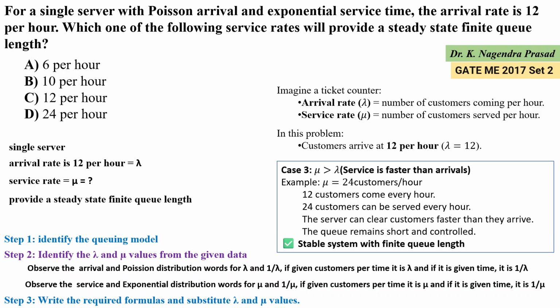So for a steady state and finite queue length, mu must always be greater than lambda. In the given options, only option D is greater than lambda. So option D is the correct answer.